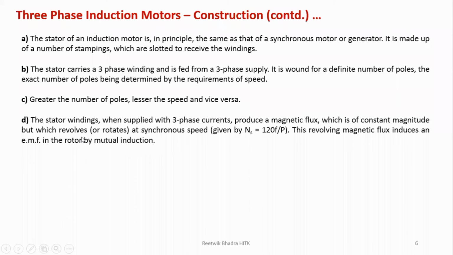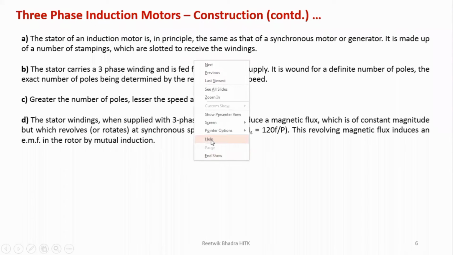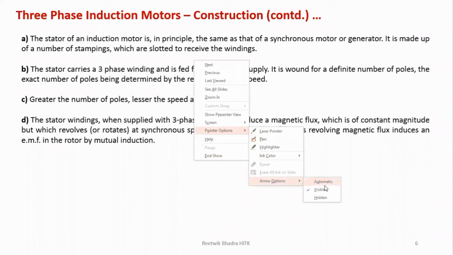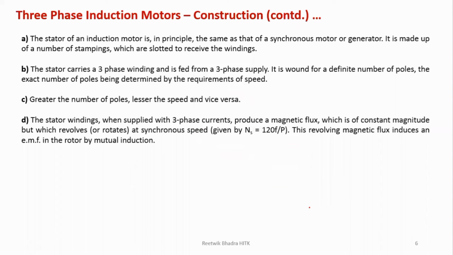Okay, the rotating magnetic field which is produced by a three-phase current or three-phase supply will be rotating in nature. That means what I'm trying to say is that if I have a B line like this, it will rotate in nature. It may rotate clockwise or anti-clockwise, but it will rotate.